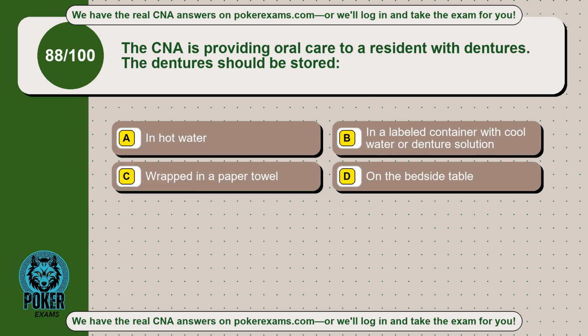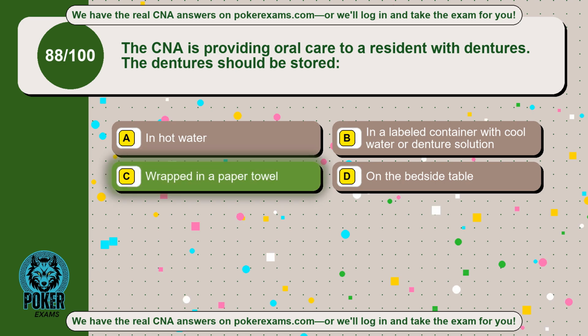Question 88. The CNA is providing oral care to a resident with dentures. The dentures should be stored: Option A: in hot water. Option B: in a labeled container with cool water or denture solution. Option C: wrapped in a paper towel. Option D: on the bedside table.